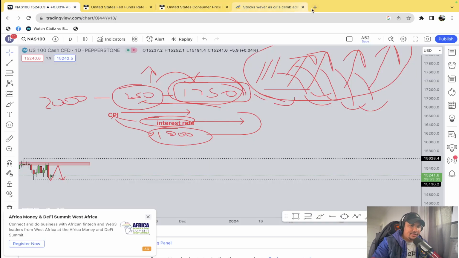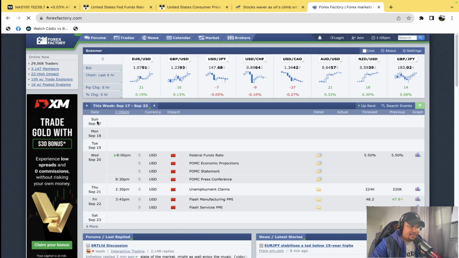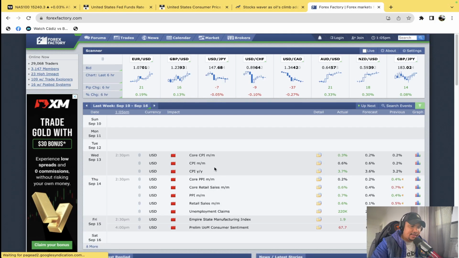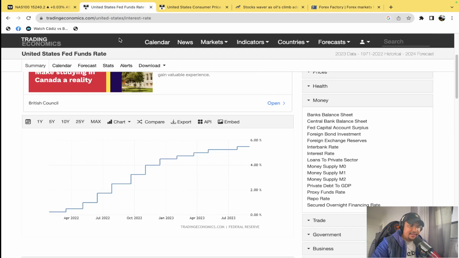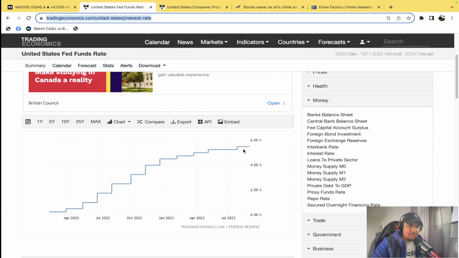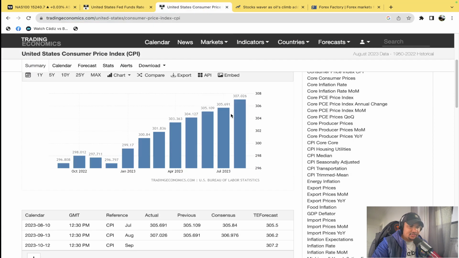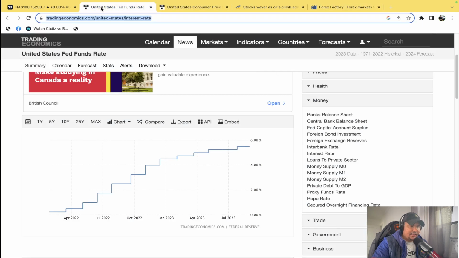So whenever you look at this Forex Factory data, all you want to look out for is if you see the CPI keeps going up, you can expect this to keep going up as well, until the CPI numbers start to cool down or go lower, then you can expect these numbers to go lower as well.